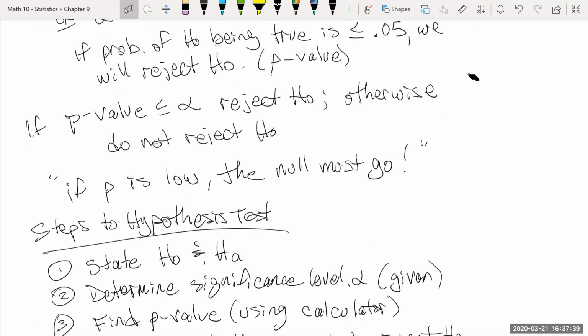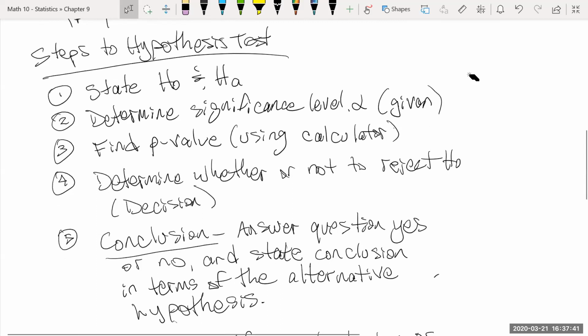So here's the steps to a hypothesis test. Formally, you need to state the null and alternative hypothesis is always your first step. Make sure you do that, because if you come to a conclusion and you say reject the null hypothesis, but you never told me what the hypothesis was, I don't know what you're talking about. So do make sure you do that.